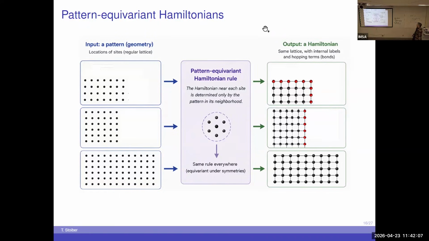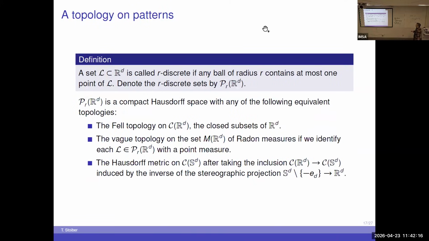Now, mathematically, if you want to really work with these algebras, there's an alternative representation that is more useful. As a starting point, you first have to give these patterns a topology. As I said, one of the conditions for pattern equivariant Hamiltonians is that the Hamiltonian depends continuously on the pattern. Now, of course, a pattern is a discrete subset of R^d, generally, and we need to put a topology on this. That is possible. People have used many topologies for this. Our favorite topology is the so-called Fell topology. But most people don't really know what it is.